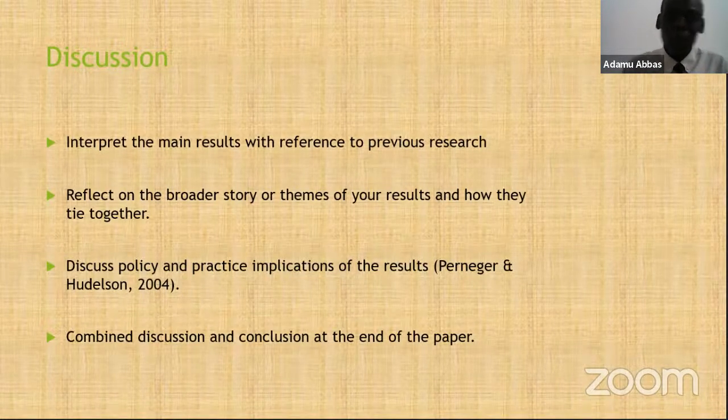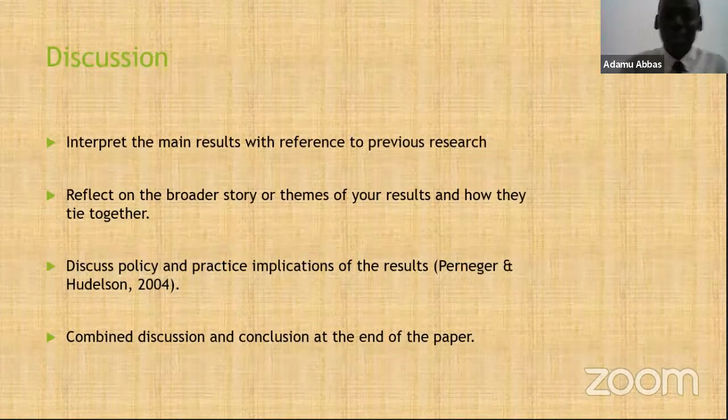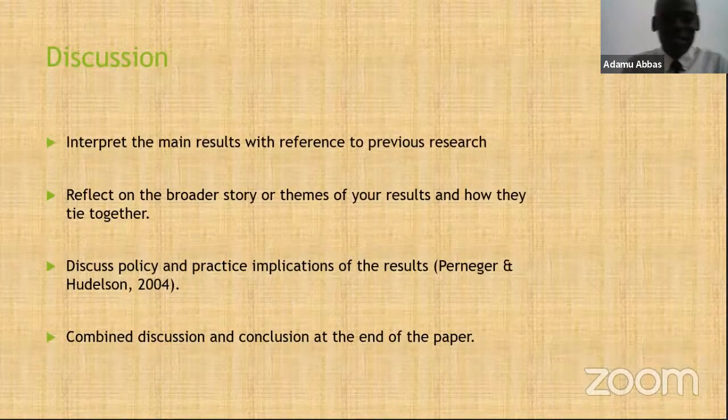You have to reflect on the broader story of the themes, that is all the stories, particularly your problem statement and so on, you talk about it. And in this section, it is expected you report the practical implications, the implications for governments, organizations. What benefit will they get from your study?